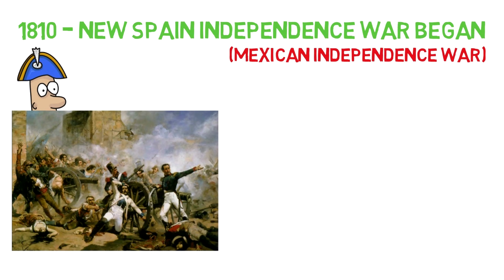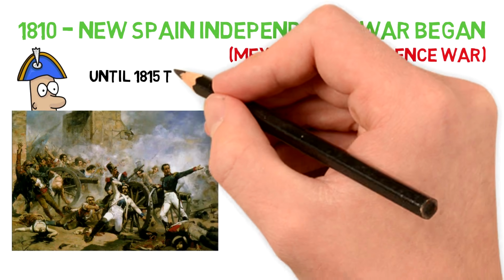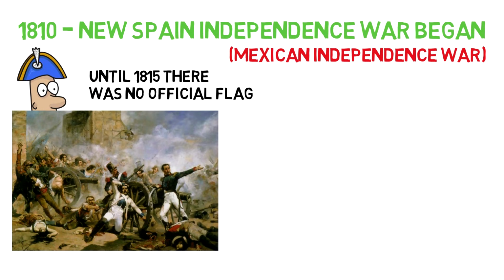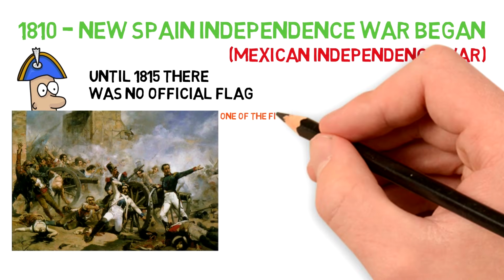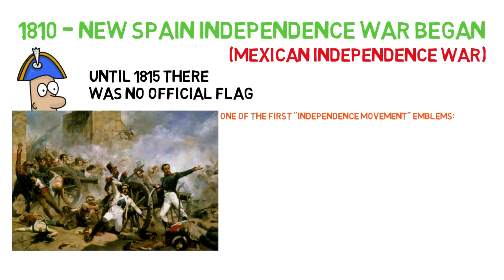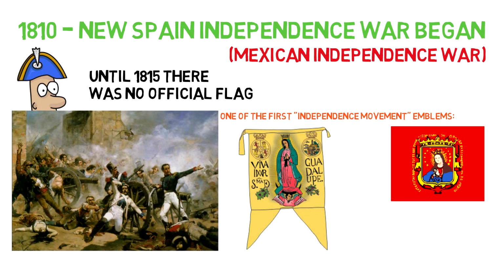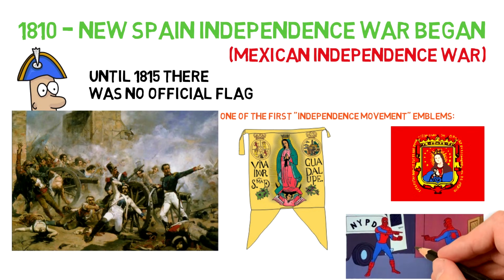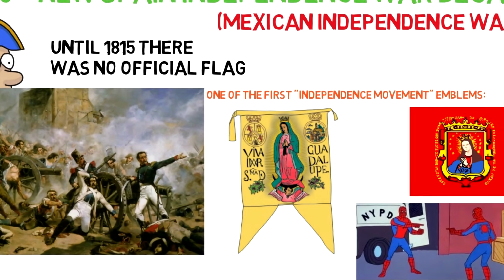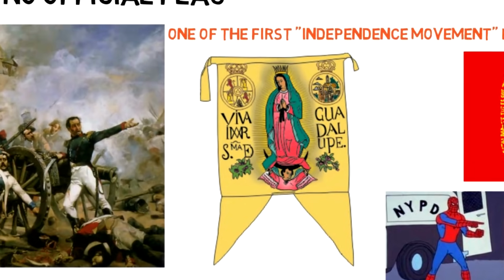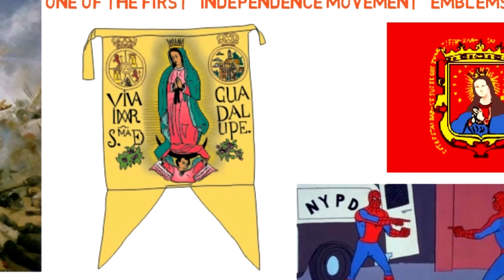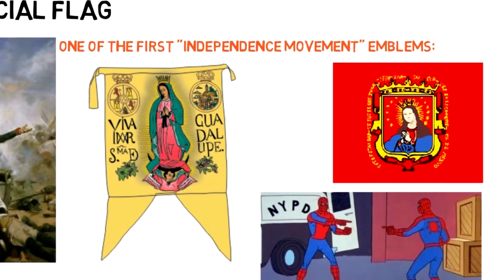Until 1815, with the war waging on, there was not an official proposal for a flag. Instead, each armed group flew its own standard, flag, or emblem. One of the first independence movement emblems was a banner of the Virgin of Guadalupe. Interesting how Cortés's flag for colonization and the independence movement's flag had this common symbol, the Virgin Mary. There were also several other flags and banners in use during the war.